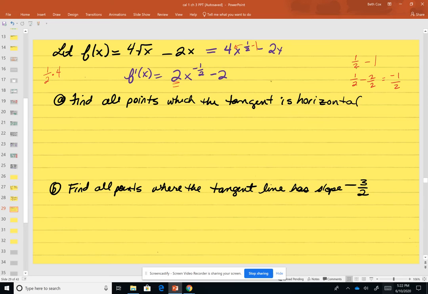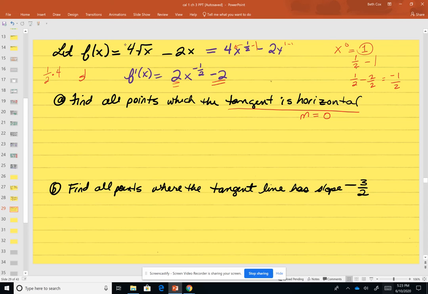All right, so now on the second one, there's a 1 there. So 1 times the negative 2, that's where that negative 2 came from. And then 1 minus 1 is 0. Remember, x to the 0 is just 1. It's not even an x. So that's how I got the derivative. Okay, so now it says find all the points where the tangent is horizontal. Horizontal means that the slope is 0.